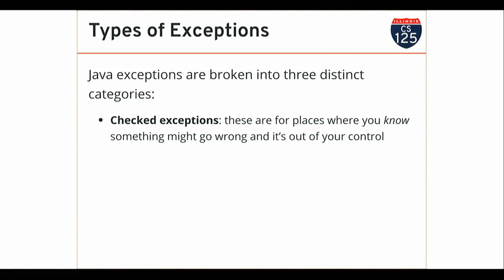Maybe the server is down. There are a bunch of different ways that this can fail. So in certain cases when you're writing Java code, you can tell somebody that an error might occur. The reason to do this is that the Java compiler can then check to make sure that it's handled properly. We're going to see examples of this, but this is what's called a checked exception.